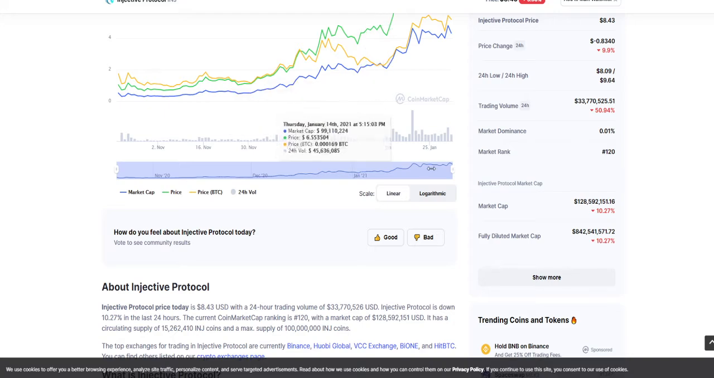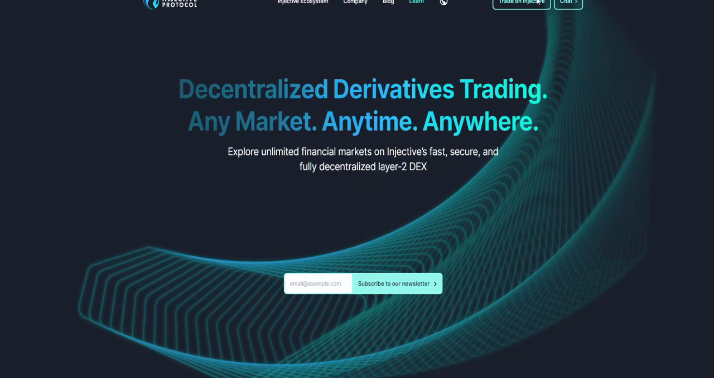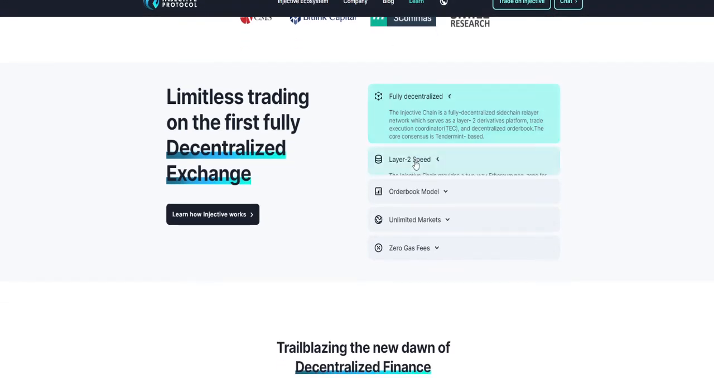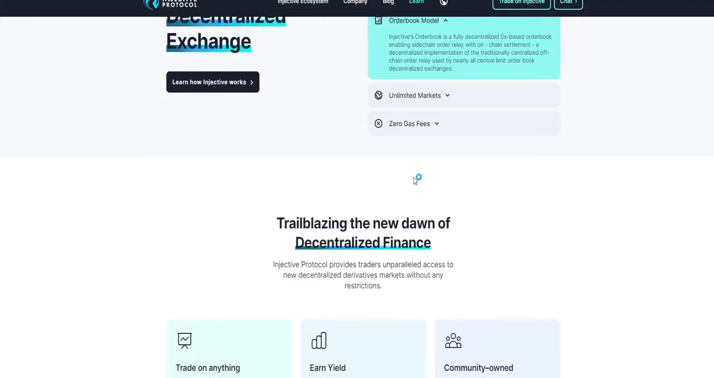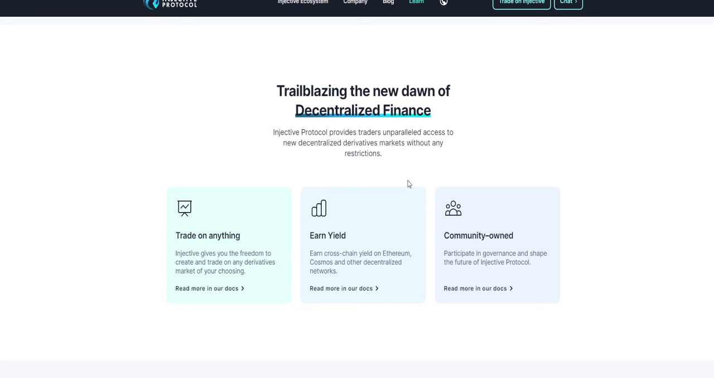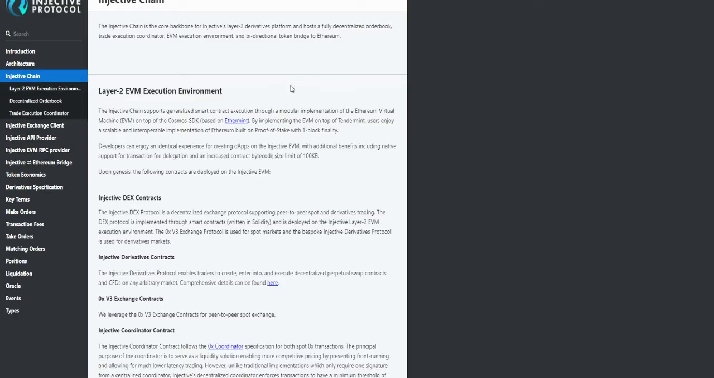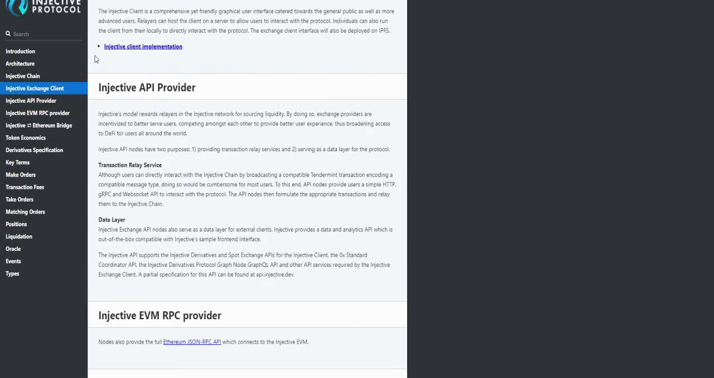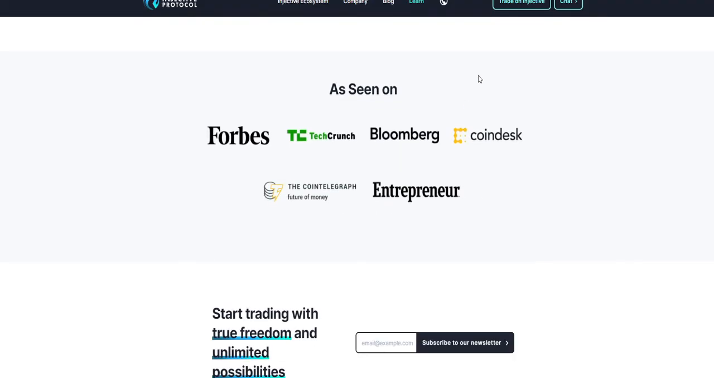All right, now moving on to its actual platform. As you can see, there is a website, and it goes into more detail about what it does and its different features. If you ever have the time, I would definitely check out the website. I'll put the link in the description. It's very informative for any developer who is looking to add their protocol onto the Injective Protocol blockchain. Now, let's check out its exchange.